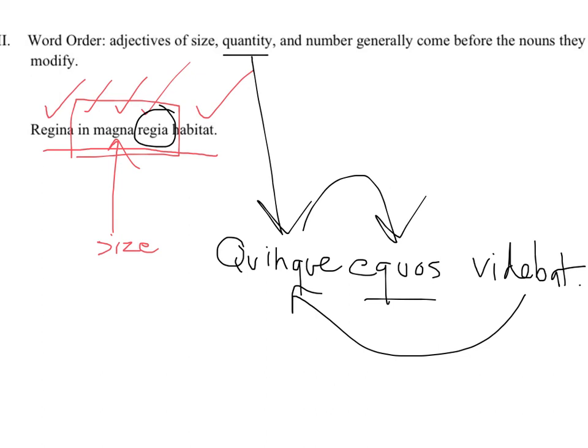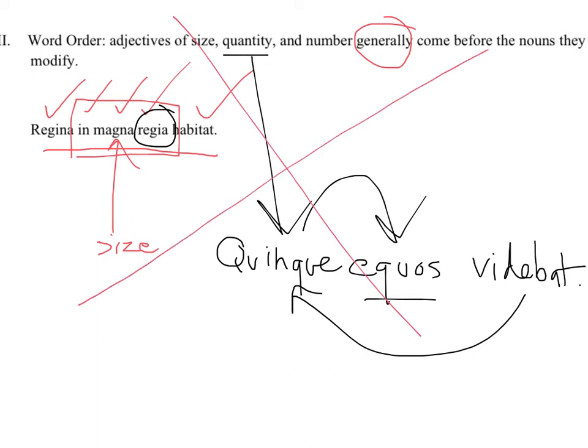So this is something that you may want to be aware of, because it will help you when you get to more complex sentences. If you're wondering what adjective goes with what noun, because it can get confusing, remember that size, quantity, and number generally come before the nouns they modify. But I want to stress the point, generally, that's not always the case, especially in poetry. Latin word order is very flexible. That's why I say these rules are not that crucial to your understanding.